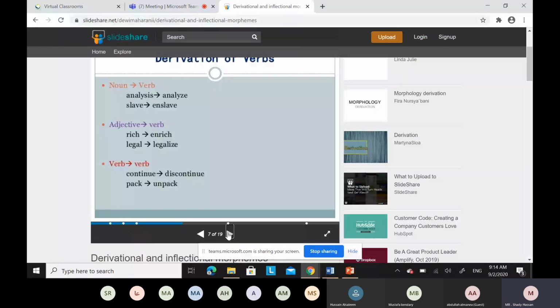The prefix dis here gives me the opposite in meaning, but it doesn't change the part of speech. So it's still a verb as it was before. Continue is a verb, discontinue is a verb. Pack, unpack. And also here, I'm adding the prefix un, which gives you the opposite. But I still have a verb. Pack is a verb. Unpack is a verb.